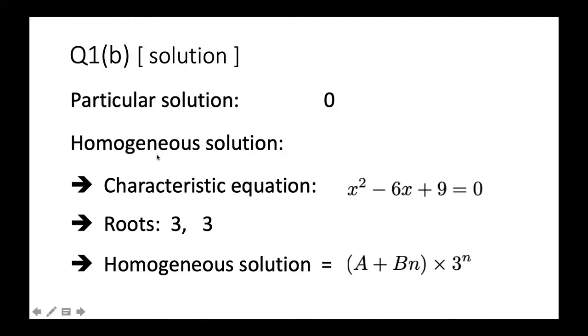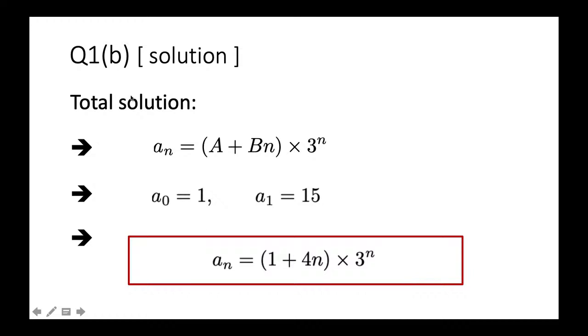For the homogeneous solution, we get the characteristic equation to be x squared minus 6x plus 9 equal to 0. And we find that it has double roots, repeated roots. Now when we have repeated roots, the homogeneous solution will be of a form that is slightly different. Instead of just a times the root to the power n plus b times another root to the power n, it will be a plus bn, this whole thing times the root to the power n. And so we get the total solution.